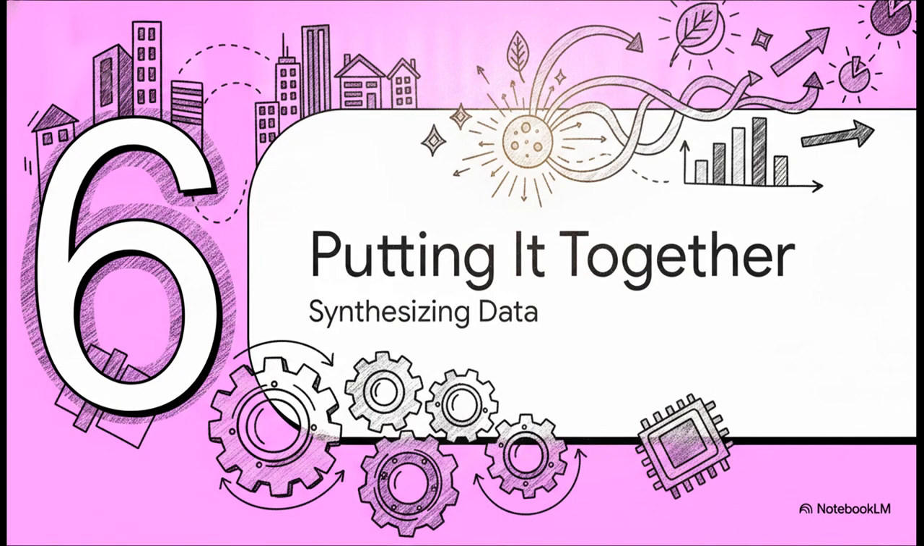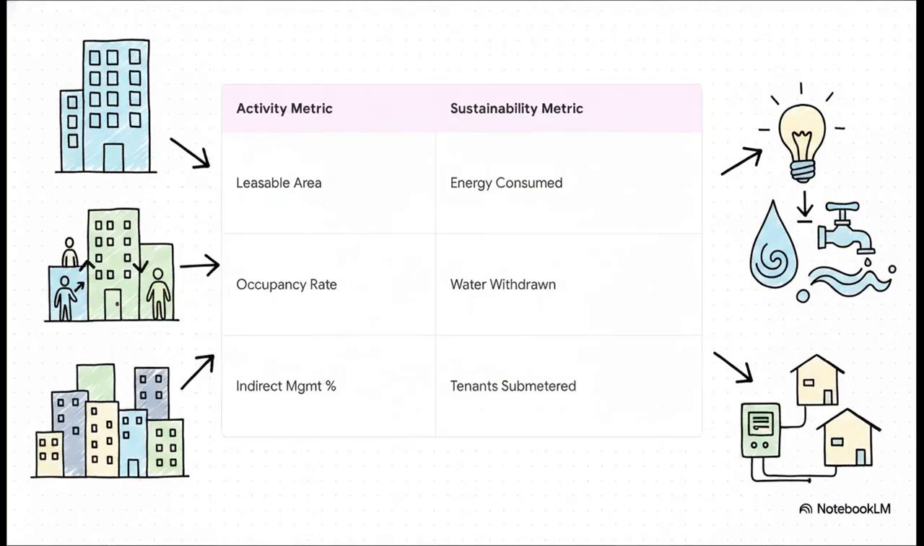Finally, Section 6, putting it all together. The whole point of this explainer is to show how these 4 activity metrics synthesize with the raw sustainability data. When you sit these structured activity metrics right next to your raw sustainability numbers, the magic happens. You transform incomparable numbers into a crystal clear story of efficiency. You take your massive total energy consumed and divide it by your leasable floor area. Suddenly, you've got your precise energy intensity per square meter.